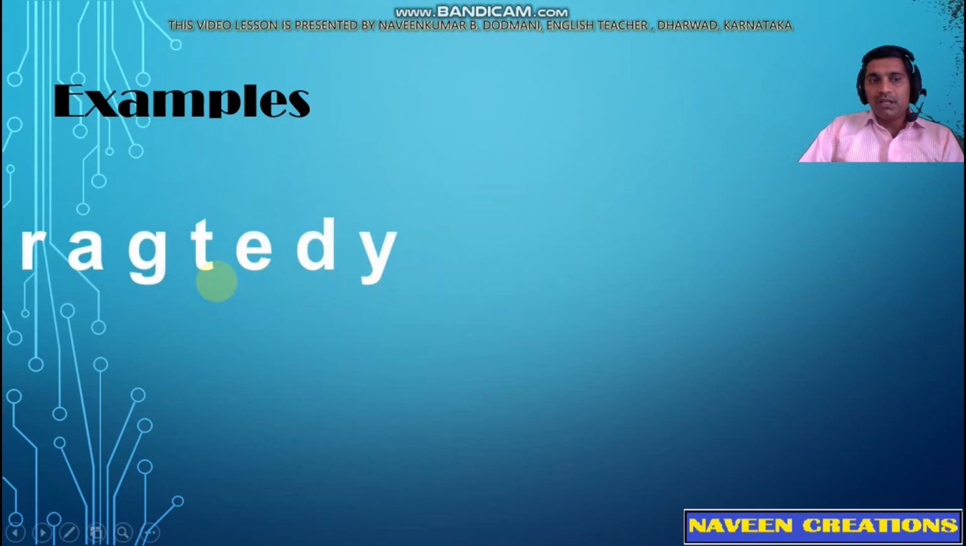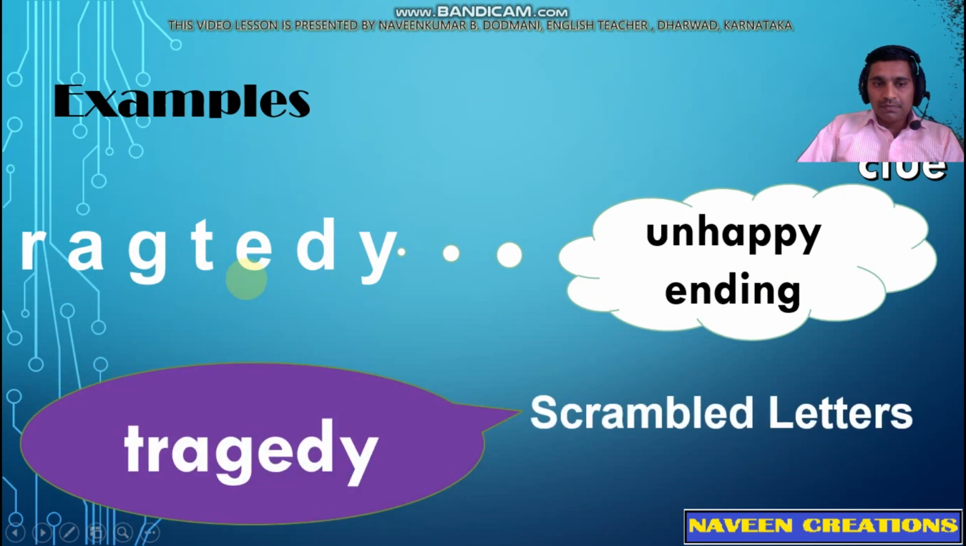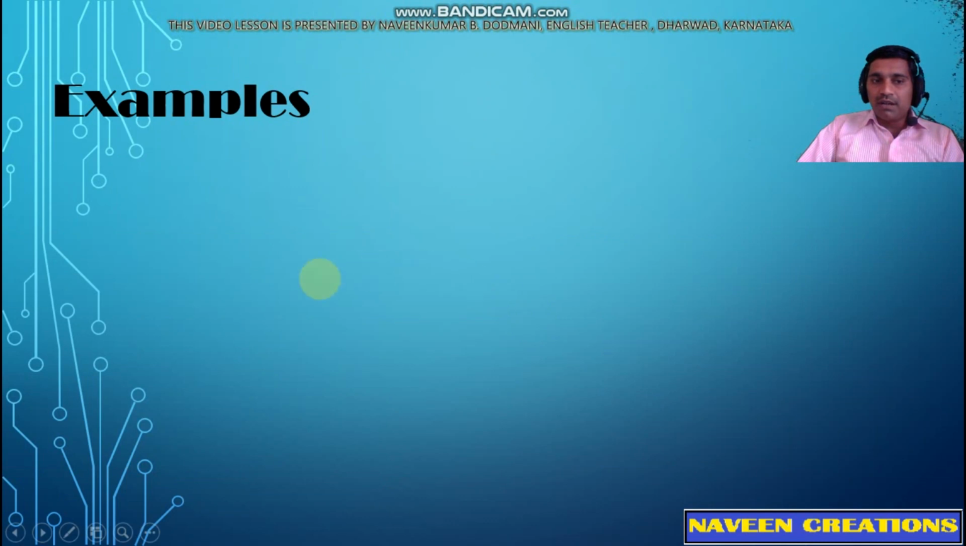Let's have the next example. R A G T E D Y. These are the jumbled letters provided by the question. Let us look at the clue. The clue is unhappy ending. Now let us rearrange the letters. The rearranged letters are T R A G E D Y, that is tragedy, which means unhappy ending. So your formed word should match with the given clue in the examination. That should be kept in mind while solving these kinds of questions.